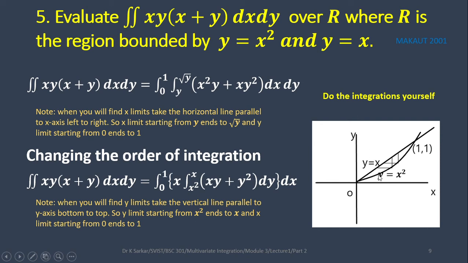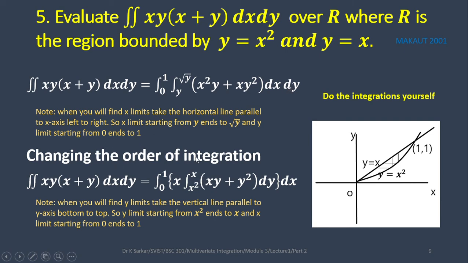And for the y limit, look here, y equals x and y equals x square coincide at the point 1, 1. So the y limits start from 0 and end at 1, 0 to 1. So inner limits are variable, outer limits are constant. Now you work out this very simple integration yourself.